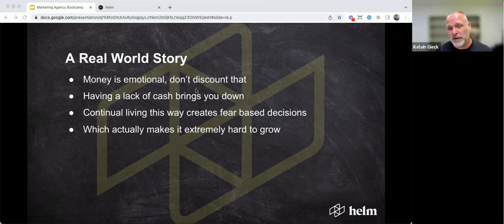I've had real world clients who have become trapped, both emotionally and from a lack of cash. And I'll walk through a real world example here. One client was a rental business. They were doing extremely well prior to COVID. They had great margins, great recurring revenue, great cash flow. It was a really good business.